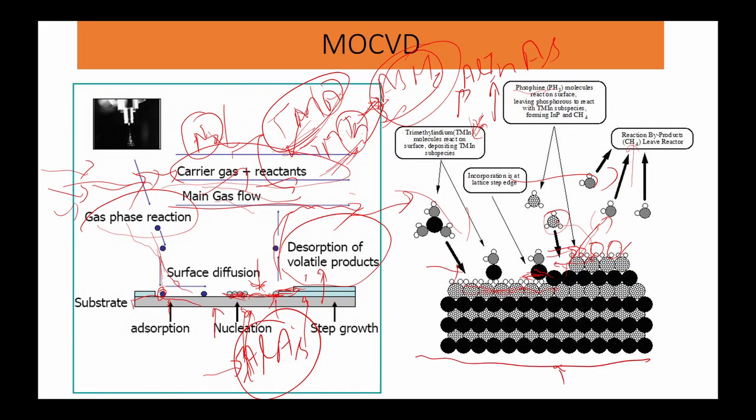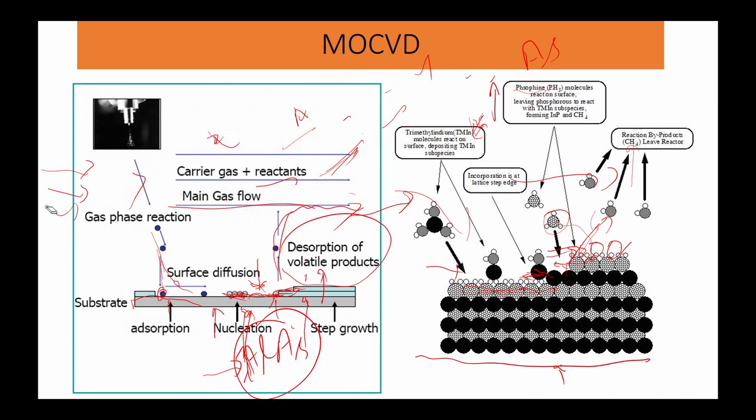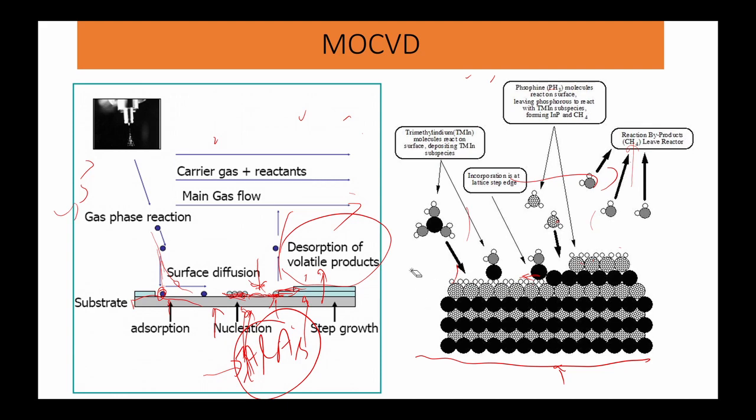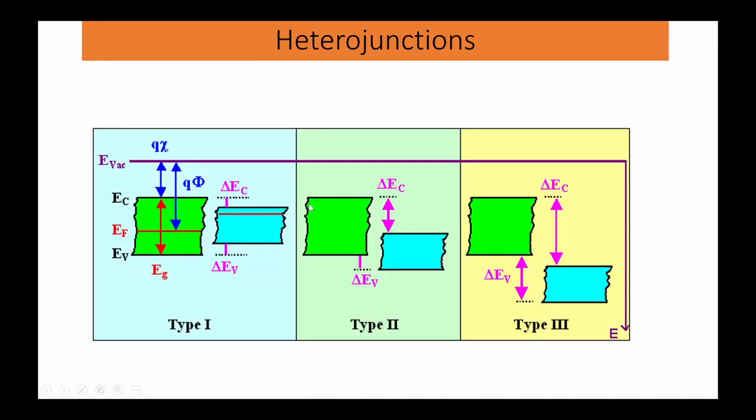These lattice structures are very important. Why are these very important? Because we need to make some quantum well kind of structures. This I will tell you about after these heterojunctions.